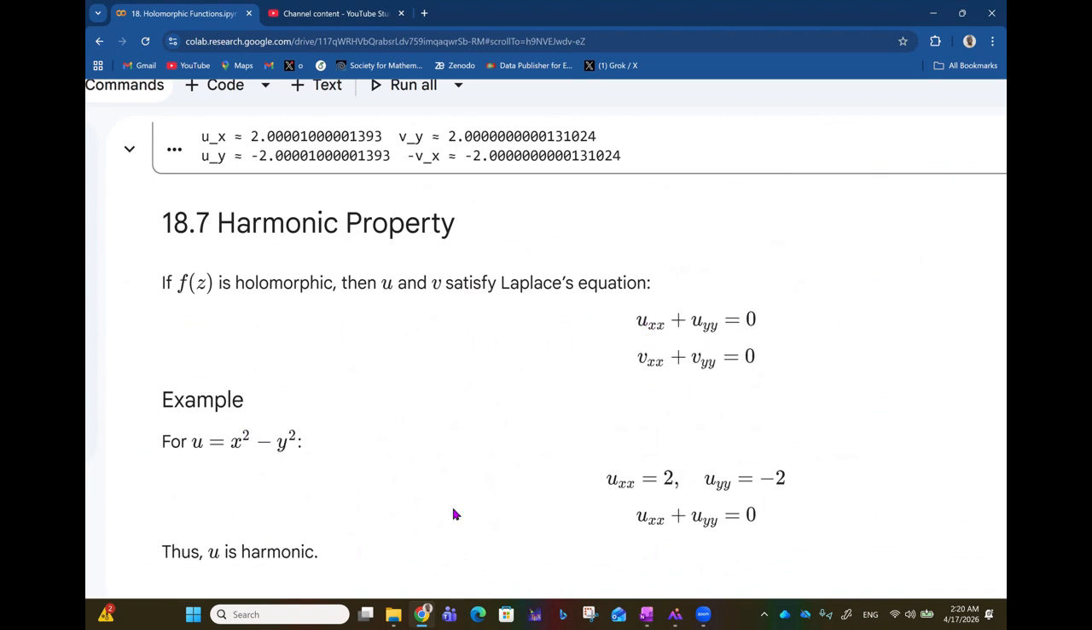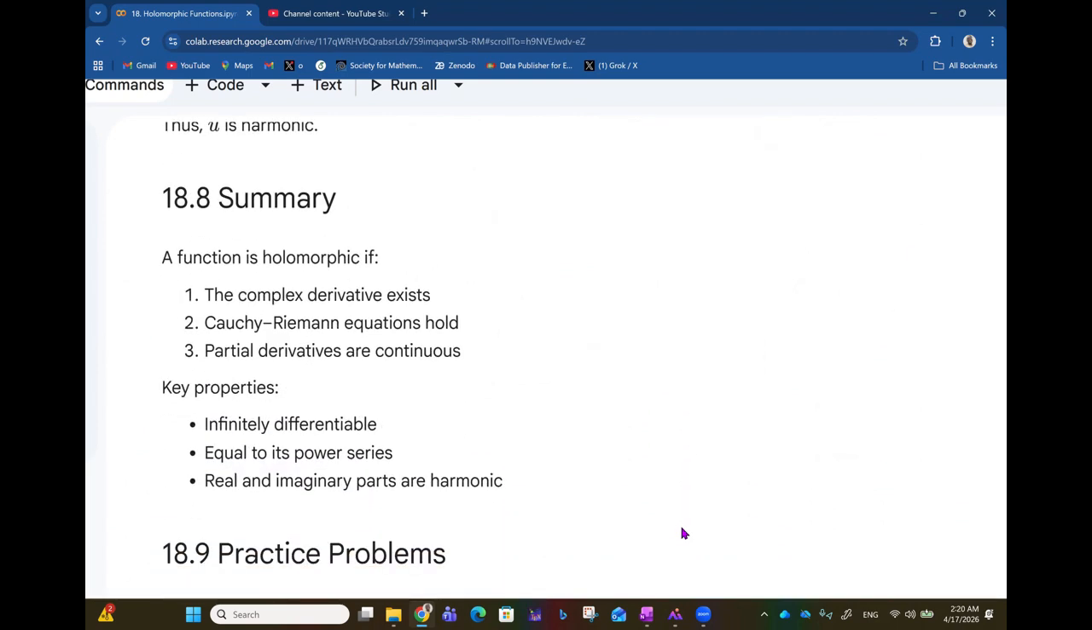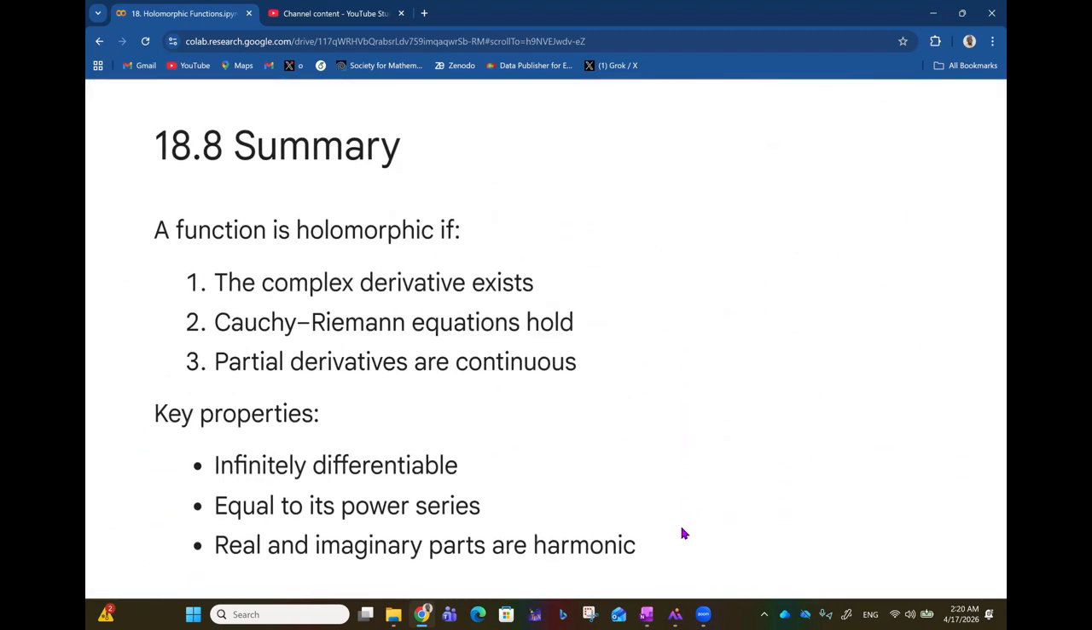Well, we have this example already done. In summary here, we see that a function is holomorphic if, number one, the complex derivative exists. Number two, Cauchy-Riemann equations hold, and partial derivatives are also continuous. So the key properties are that they are infinitely differentiable, equal to their power series, and the real and imaginary parts are both harmonic.